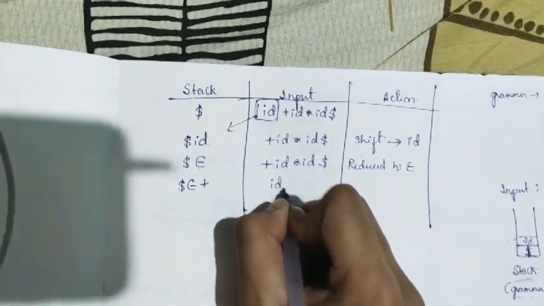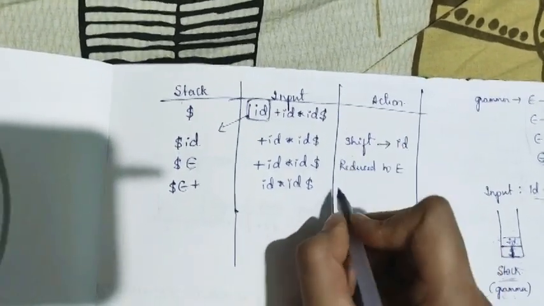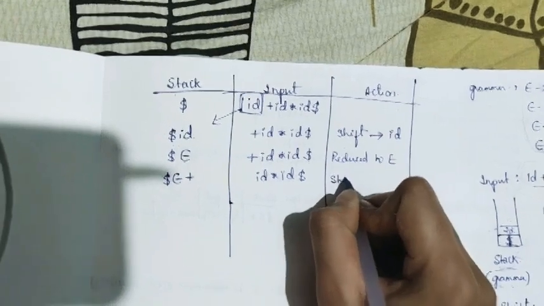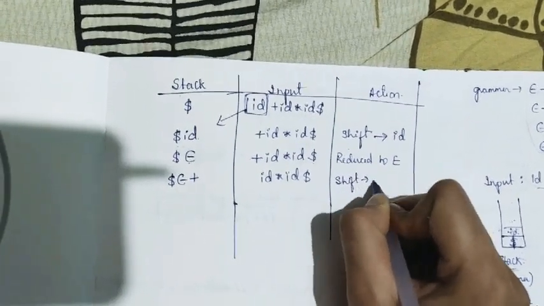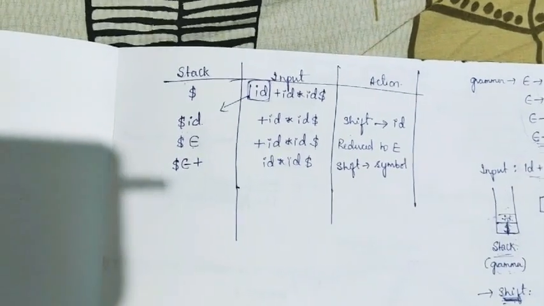So the remaining string is id * id $. What is the action we have performed? We have performed a shift. And what have we shifted? We have shifted a symbol. So a symbol has been shifted here.